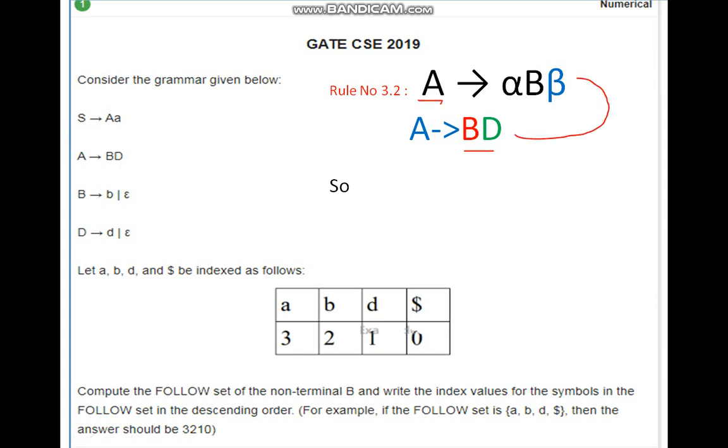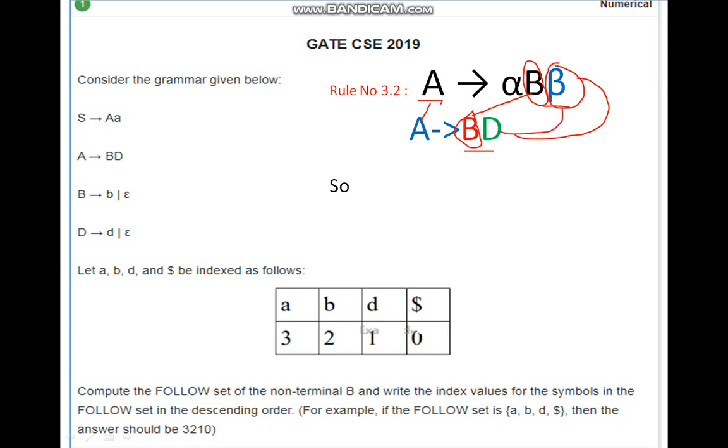So this A would be this A. And this beta, how to find out beta? Actually, whenever we follow this rule, we always try to find out follow of B here. So this B would be this B. This is the only thing you need to do carefully. This B would be this B, and this beta would be this D.